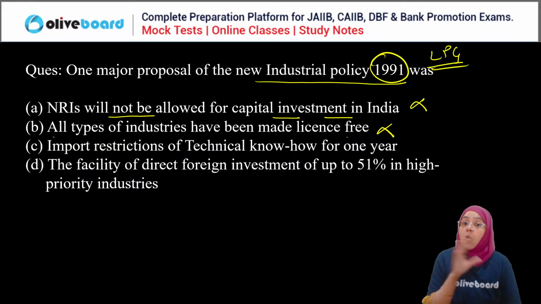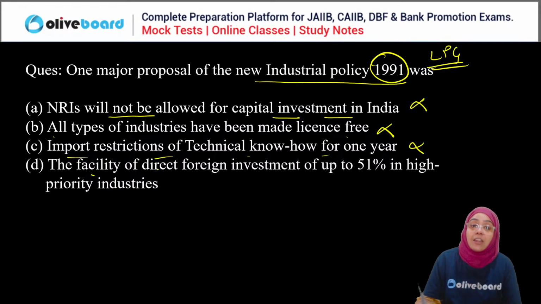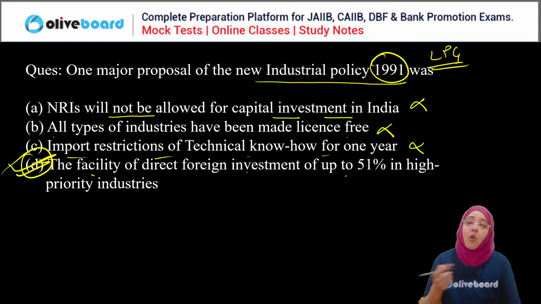So all types of industries are license free, this is obviously out. Import restriction on technical know-how for 1 year. No, that is against globalization. The facility of direct foreign investment up to 51% in the high priority industries is the correct answer. ABC are obviously out. So the correct answer is D, everyone. Clear?